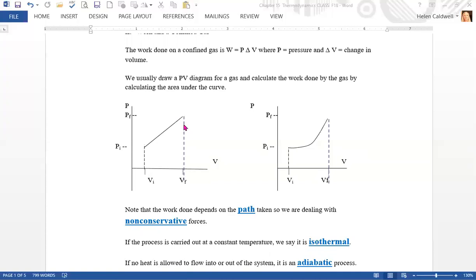Everybody ought to be able to tell that the area under this straight line and the area under this curved line are different. In fact, the straight line has the biggest area and the curved line has the smaller area. So more work on the left, less work on the right. Work done depends on our path, so it is a result of a non-conservative force.